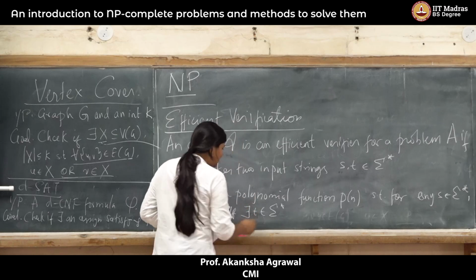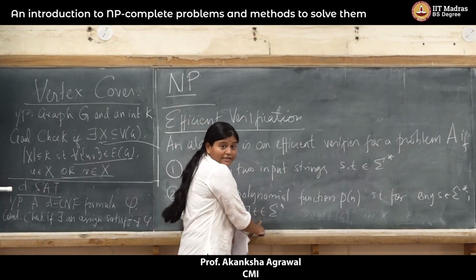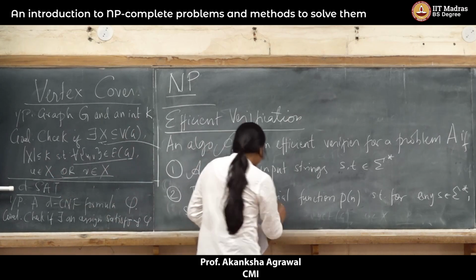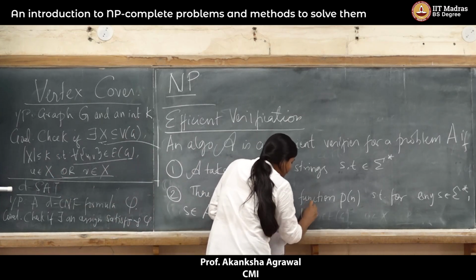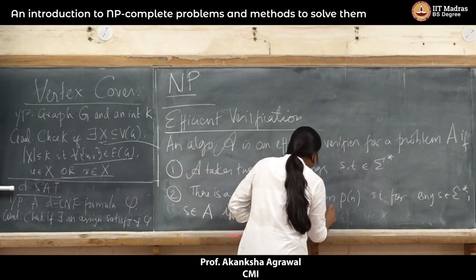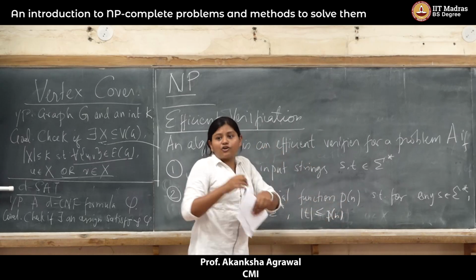Okay, this t is given to me as a proof. There should exist a short proof, which is this t. There exists this t where the length of the string t is at most p(n). It's only polynomial, of polynomial length.